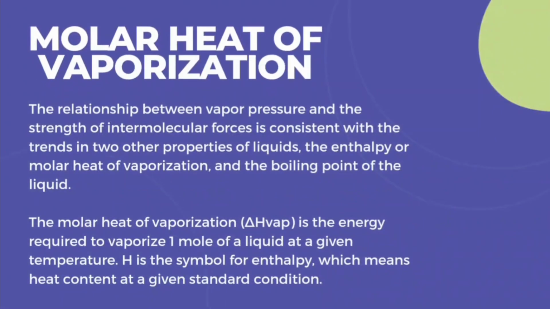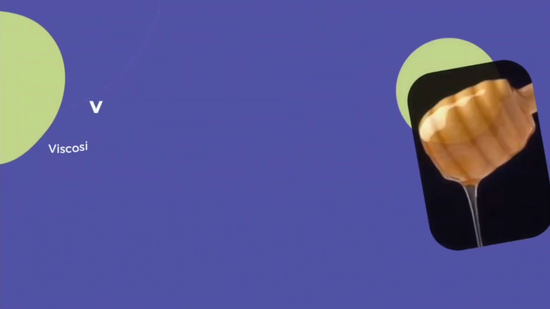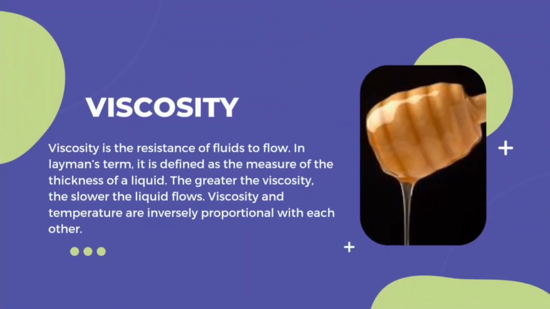Next is molar heat of vaporization. Vapor pressure and intermolecular forces affect the molar heat of vaporization and boiling point of a liquid. Molar heat of vaporization is the energy needed to vaporize a liquid, and enthalpy represents heat content at a standard condition. Viscosity is how thick or thin a liquid is, and it affects how fast it flows. The thicker the liquid, the slower it flows. Furthermore, viscosity and temperature are inversely proportional to each other.